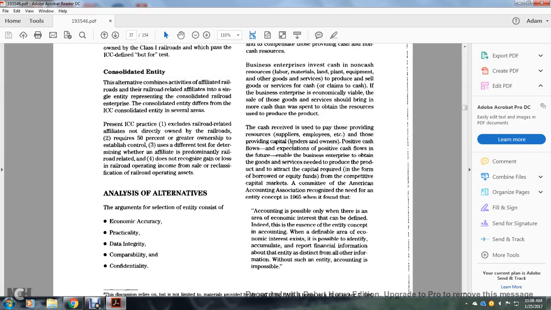The expectation of positive cash flow in the future enables the business enterprise to obtain the goods and services needed to produce the product, and to provide an adequate return on capital, in the form of borrowed and equity funds from the competitive capital markets.